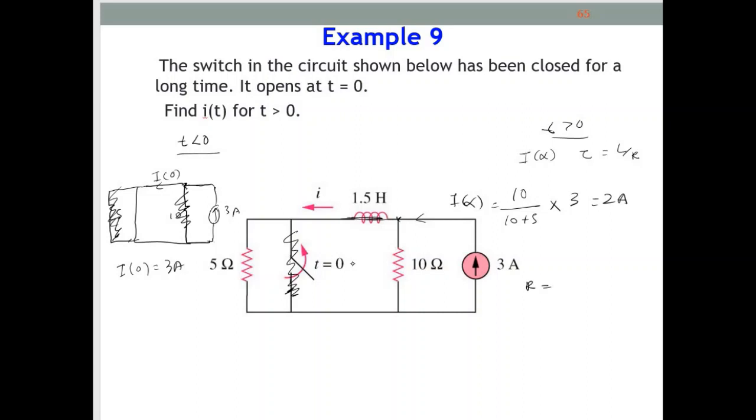Okay, and how about R? R here, seen from the inductor, the resistors will be 5 and 10. This is series, but disconnect the current source here. If the current source is disconnected or removed, it will become open circuit. So the only ones left are 5 and 10. That's why 5 and 10 ohms become the series resistor. So just 5 plus 10 is 15. We can straightly calculate tau, L is given 1.5, and R is 15.